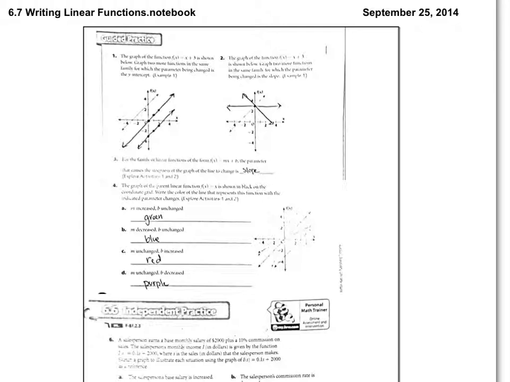Looking over the other answers, go ahead and check them. If you need more time, pause. I'm going to scroll up.